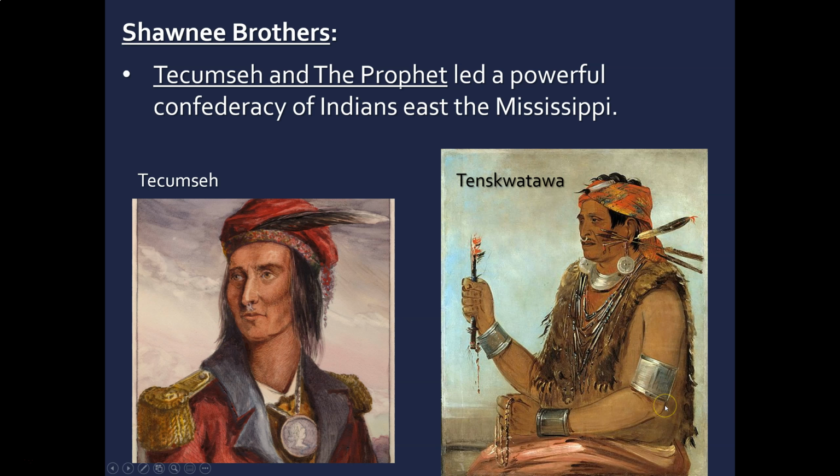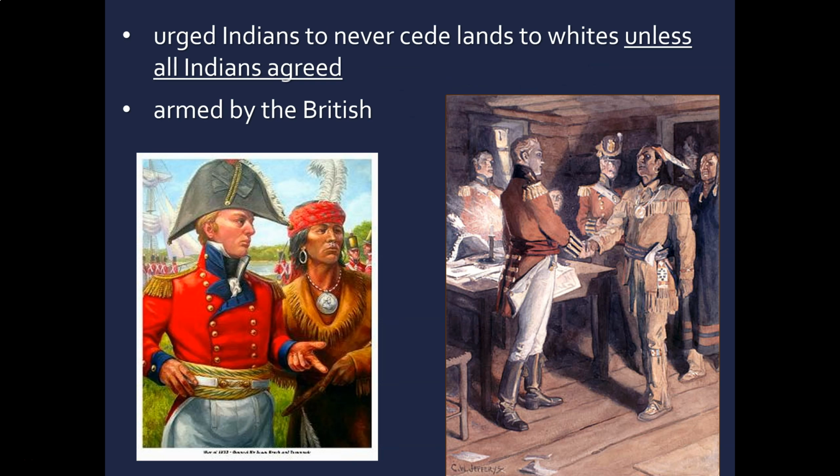And together, these Shawnee brothers led a confederacy of Native Americans east of the Mississippi River, a very powerful military force. And they urged Native Americans in this territory to not give up any lands unless all Native Americans agreed to that cession of land. They're also being armed by the British. Remember, the British are out there causing all kinds of trouble on the frontier for us. This is one of the major causes of the War of 1812, if you recall.